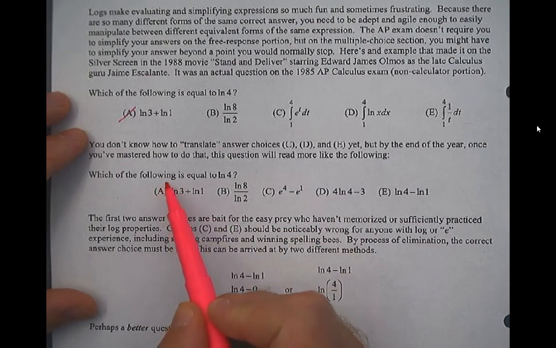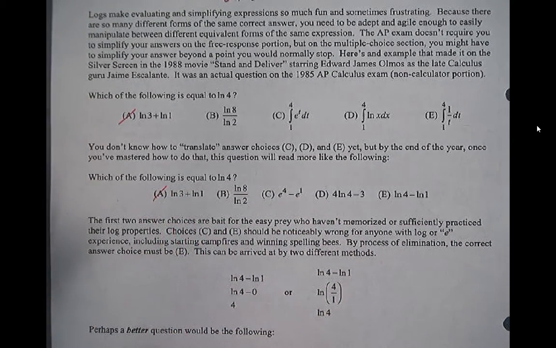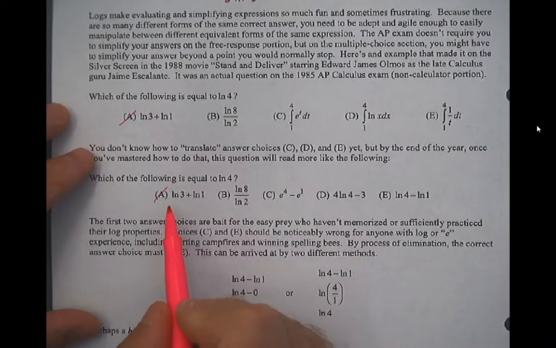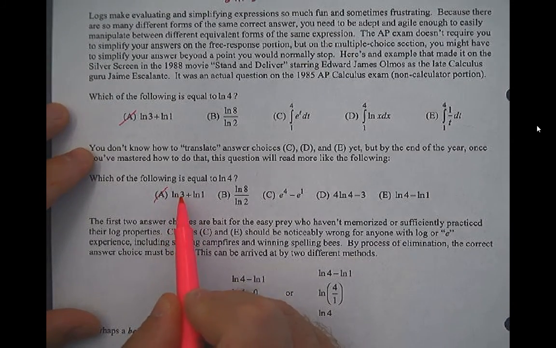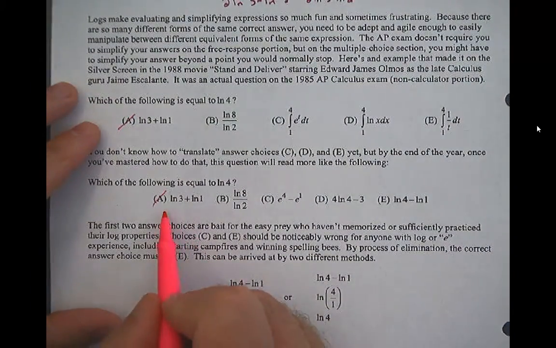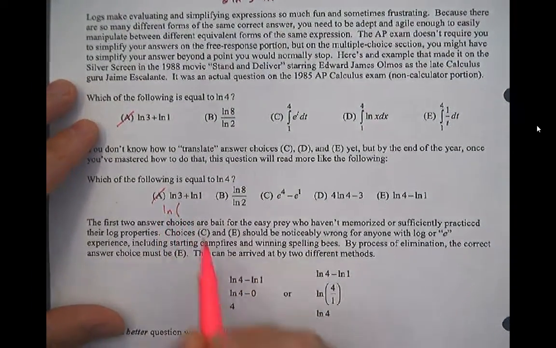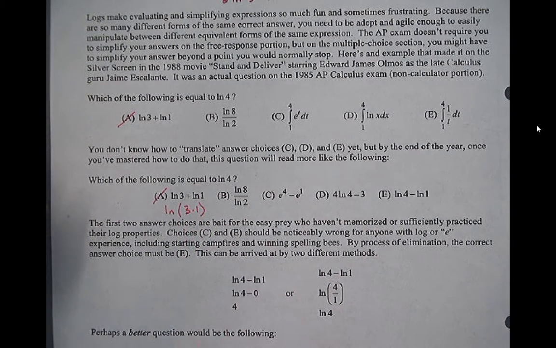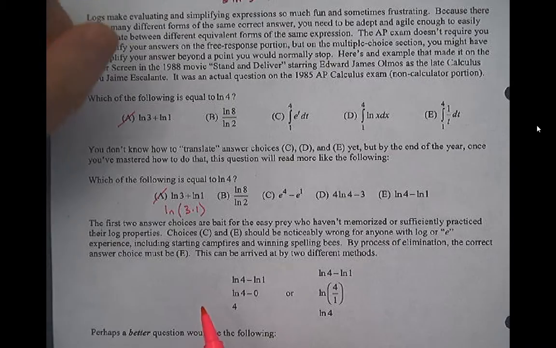So we just talked about this one. You can't add logs together. So using that same logic, if you add logs together, how do they combine? I should actually show you what I'm talking about. So natural log of 3 plus natural log of 1 would become the natural log of, we can combine them into 3 times 1. But 3 times 1 is 3, not 4.